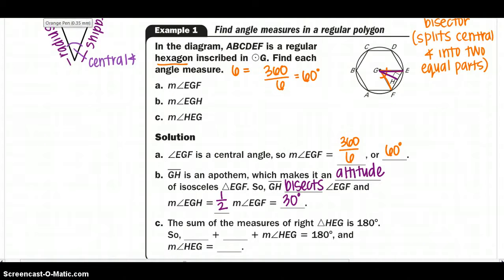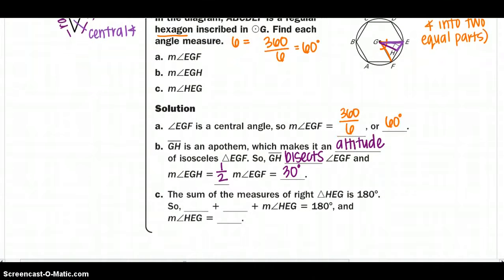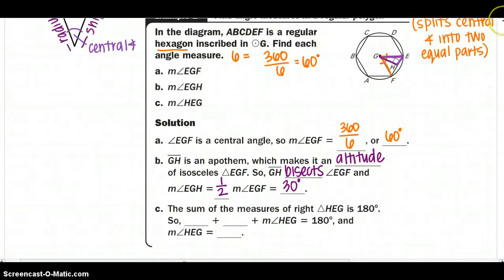And last, HGE will be our last one that we're going to look at. So the sum of the measures of the angles of a triangle equals 180 degrees. So let's redraw it out to the side. We know this is E, G, and H. We just said that EGH was 30 degrees. So the angle sum theorem says we add all three angles together to get 180, so we could conclude that that angle would be 60 degrees.